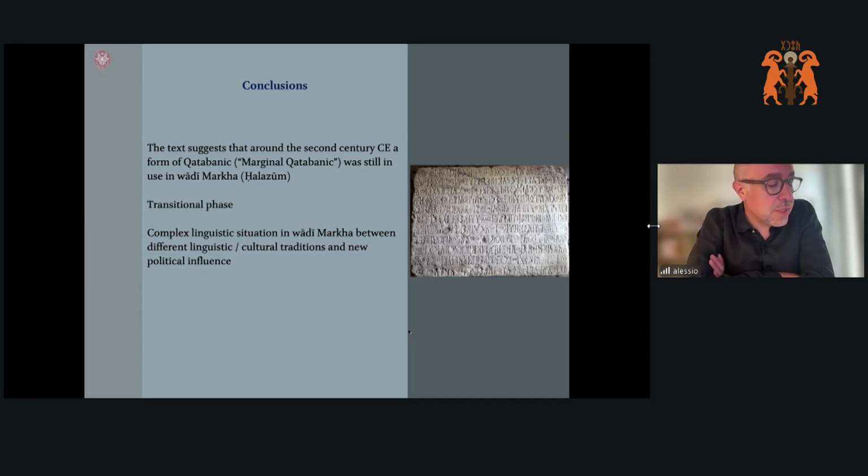In conclusion, the text offers a window into the linguistic and cultural situation of this region during what appears to be a transitional period of the 2nd century CE. The mixture of Qatabanic and Sabaic suggests a complex sociolinguistic environment, one in which local tradition coexisted with external influences and in which political boundaries may not have coincided neatly with linguistic ones.